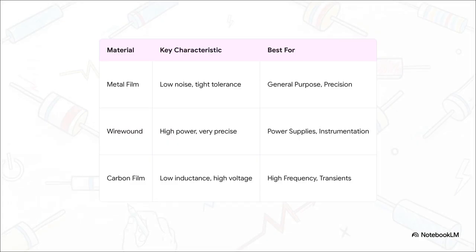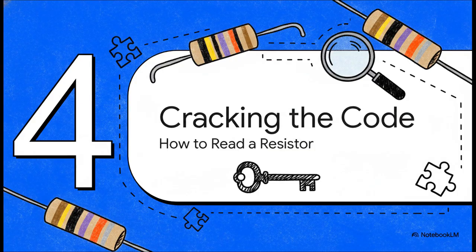Now this is where it gets really interesting. The material a resistor is made from gives it a completely unique personality. Metal film resistors? Those are your reliable, low-noise, everyday choice. They're great for general-purpose stuff and precision work. But if you need to handle a lot of power, like in a big power supply, you'll need a big, beefy wire-wound resistor that can handle the heat. And for high-frequency circuits where you have to worry about other electrical effects, the low inductance of a carbon film resistor makes it the perfect choice. It's all about trade-offs.